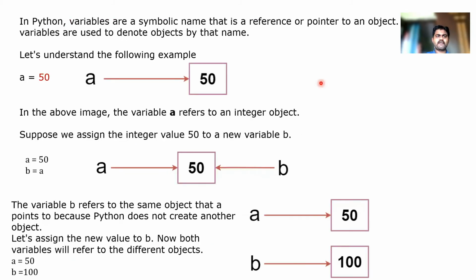So in Python, a variable is a symbolic name that is a reference or pointer to an object. It is nothing but a reference, it points to some object. Let us understand the following example. A equal to 50, which means that A points to 50. So 50 is stored in one particular memory location. In the above image, the variable A refers to an integer object. Remember, it's an object.